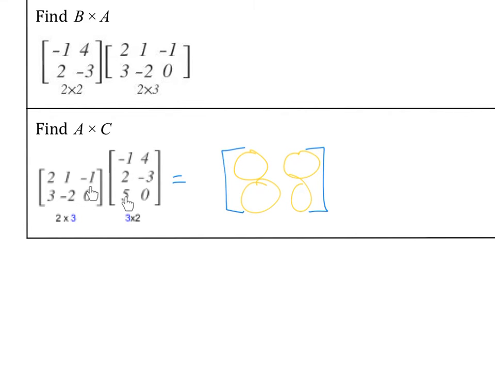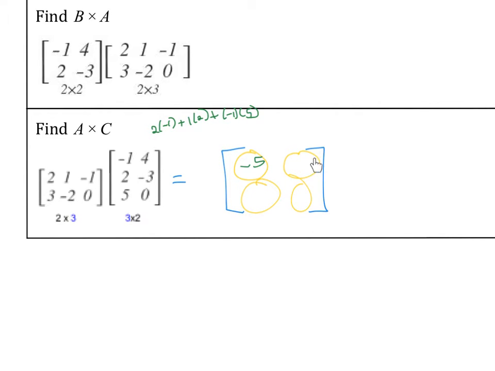I'm going to pause this and do that calculation. You pause it too. So to find that first row, first entry, using this first row, this first column, 2 times -1 plus 2 times 1 plus -1 times 5 ends up being a total of -5.